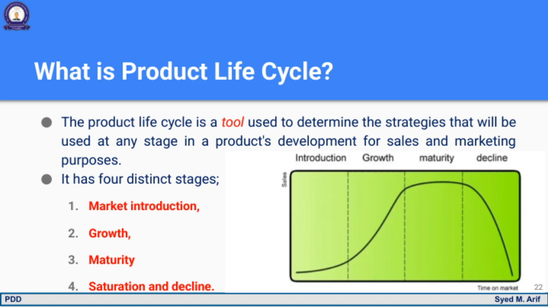Understanding these stages is crucial because it helps us align our marketing and sales strategies with the product's current phase in its life cycle. This way, we can allocate resources wisely and plan for the future. Remember, knowing where your product stands in its cycle allows you to make informed decisions and stay competitive in the market.